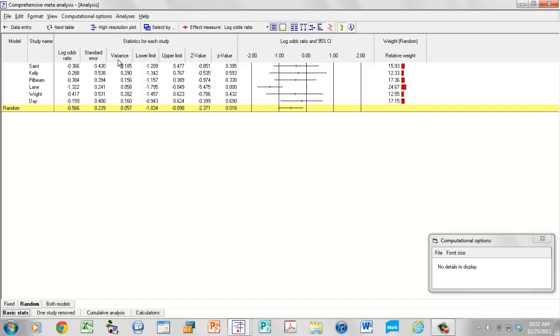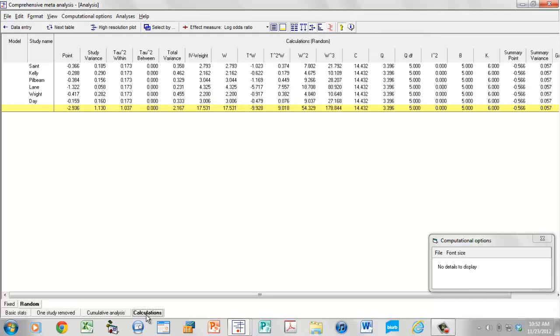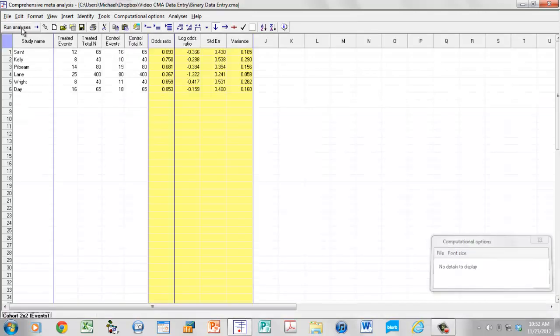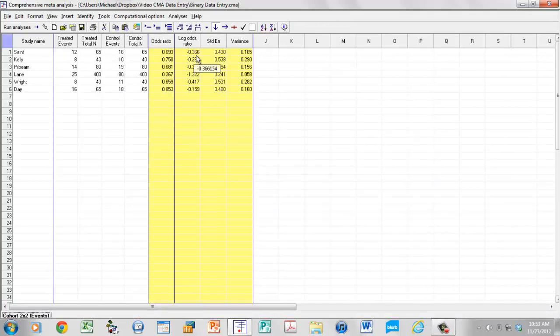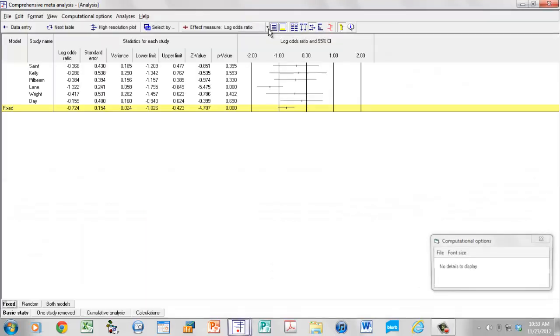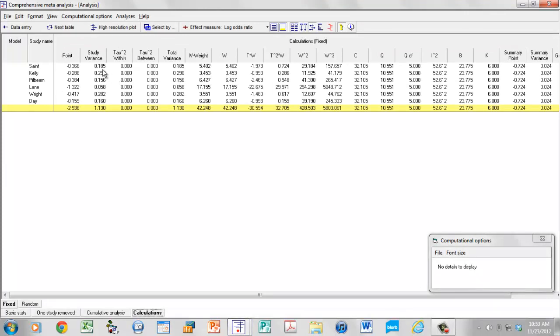Once we're looking at log odds ratios, if you then click on calculations, you can actually see the log odds ratio for each study. For example, for the same study, the log odds ratio is 0.366. And if you come back to data entry, you will see that it is minus 0.366. The variance for that study was 0.185. And if we come back over here and look at the calculations, you will see that the variance is 0.185.